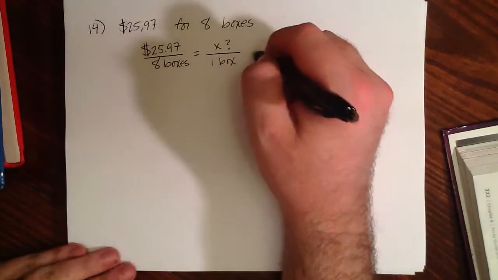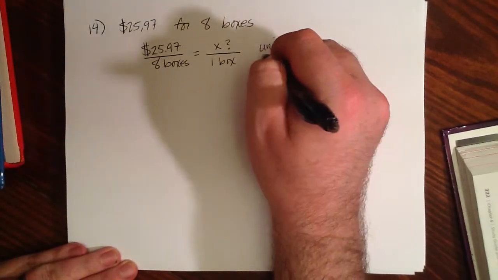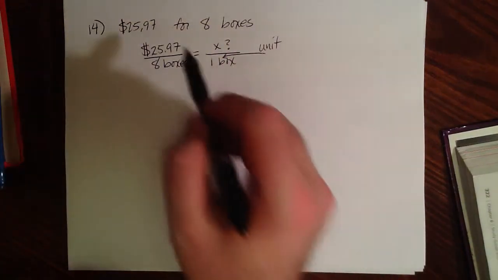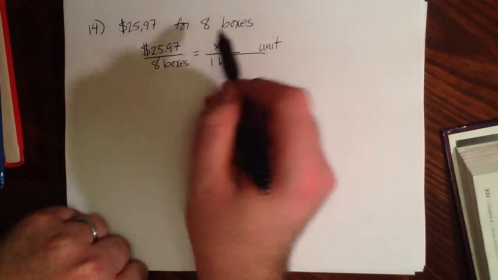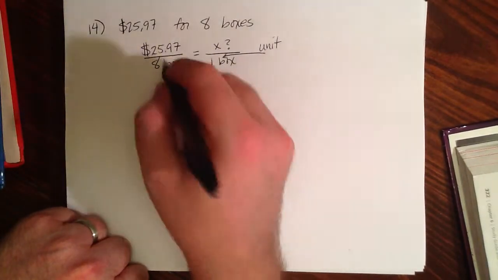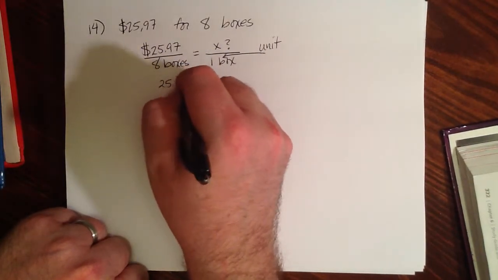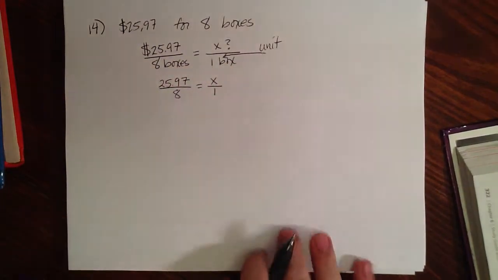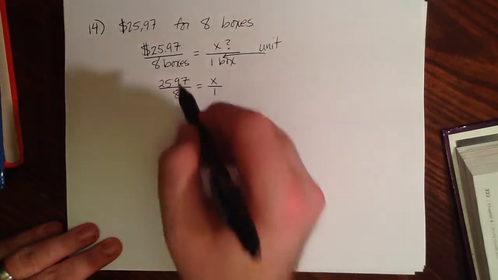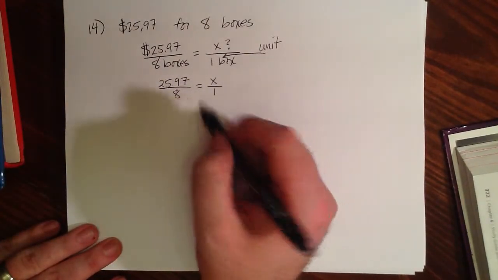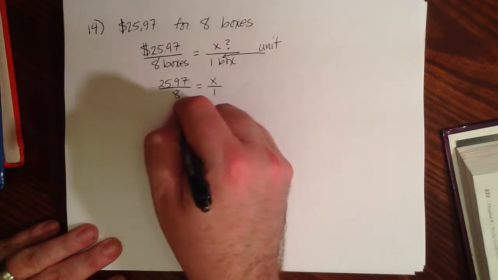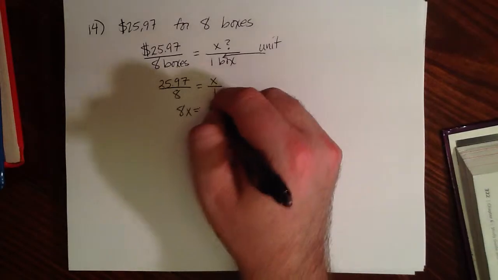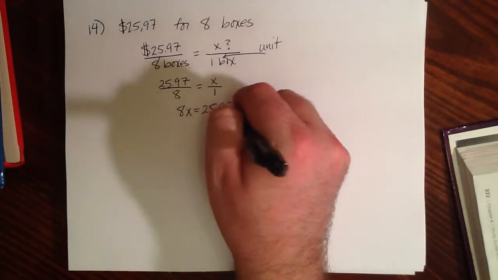So unit rate means that you've got a 1 in the denominator. Okay? So $25.97 for 8 boxes is what for 1 box? So that is now a simple proportion. Okay? You cross multiply. Anytime you're solving a proportion, you do that by cross multiplying. 8 times x is 8x, and $25.97 times 1 is $25.97.